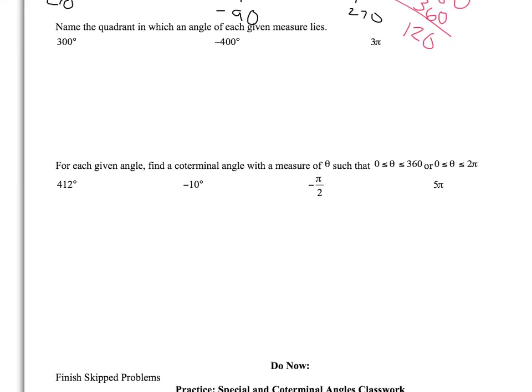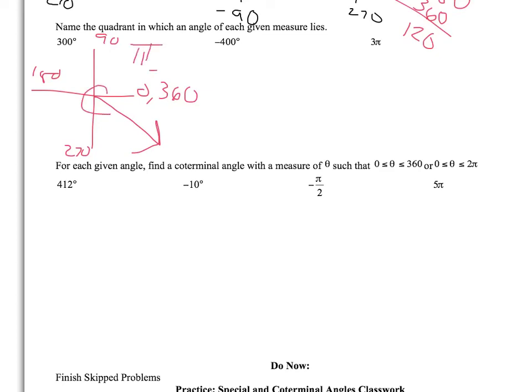Next piece, name the angle, or name the quadrant in which each angle lies. What you're going to do is graph it. So positive 300 is 0, 90, 180, 270, and all the way around would be 360. Positive 300, I know it's somewhere between 270 and 360. That is in quadrant 3. I'm going to have you guys try the second one, the -400.